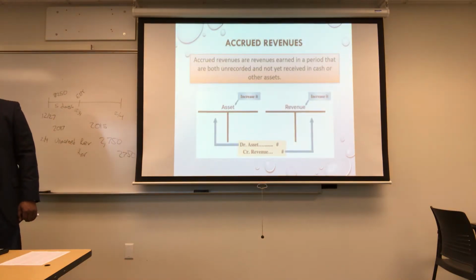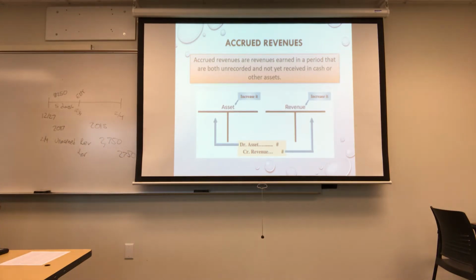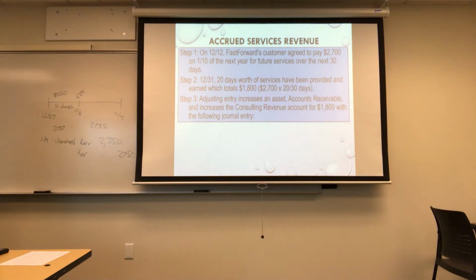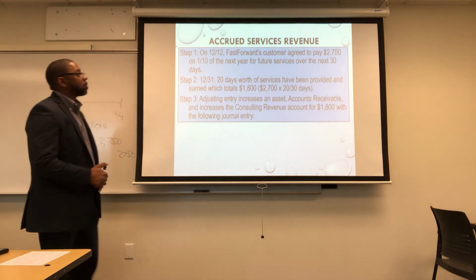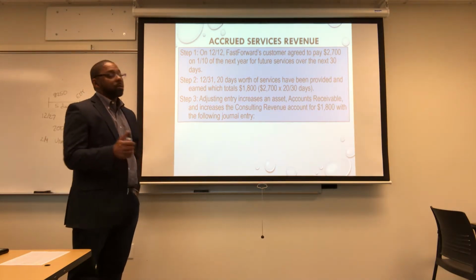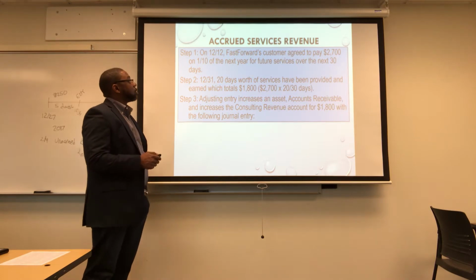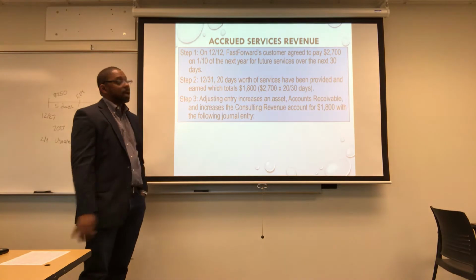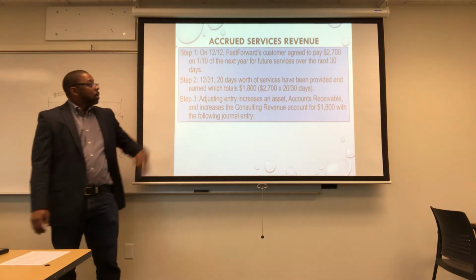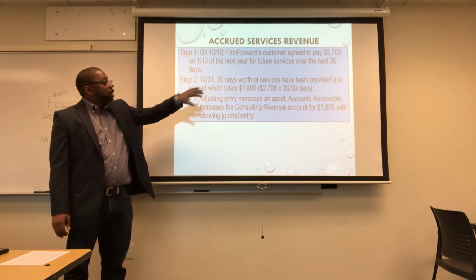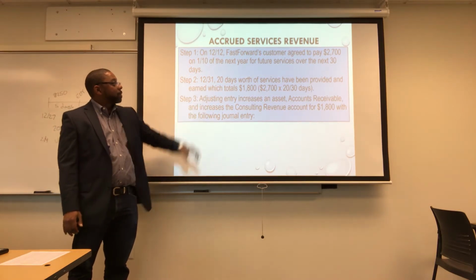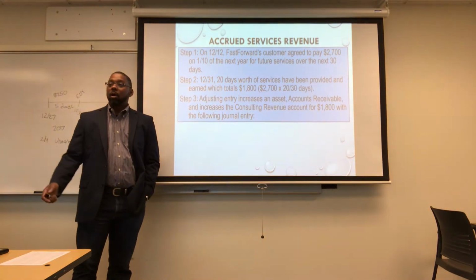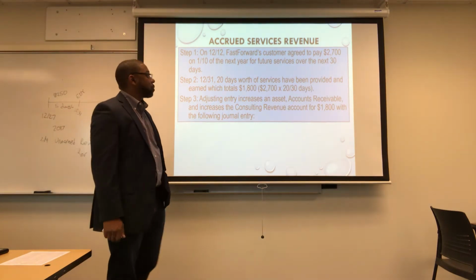Accrued revenue is revenues that are earned in a period that are both unrecorded and not yet received, right? So fast forward, on December 12th, Fast Forward's customers agreed to pay $2,700 on January 10th of the next year for future services over the next 30 days. On December 31st, there were 20 days worth of services that had been provided. So they're owed for that period. They want to put it in 2017.